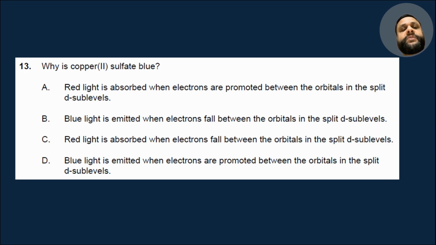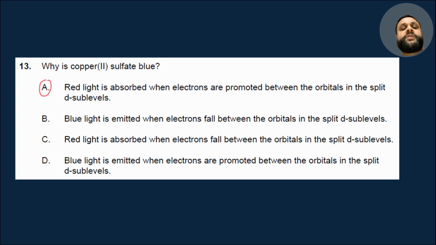Why is copper(II) sulfate blue? Option A. The red light is absorbed when electrons are promoted between the orbitals in split d sublevels. So that seems a correct answer, because red is opposite to blue in the color wheel.